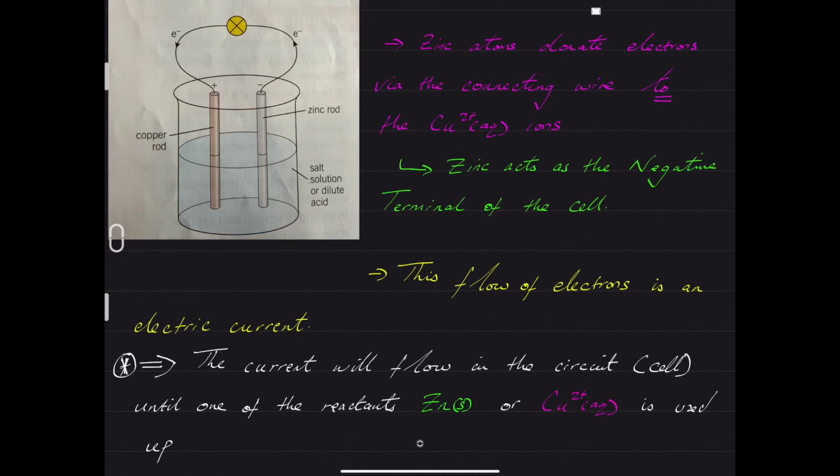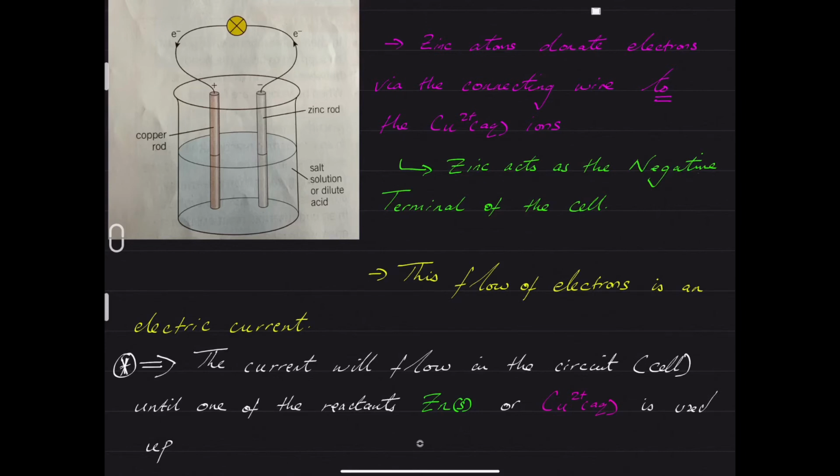This flow of electrons is an electric current. So this was one of the starter questions that we came across. So the flow of electrons is an electric current. The current will flow in the circuit, in this cell, until one of the reactants, either the zinc rod or the copper 2+ aqueous ions, is completely used up.